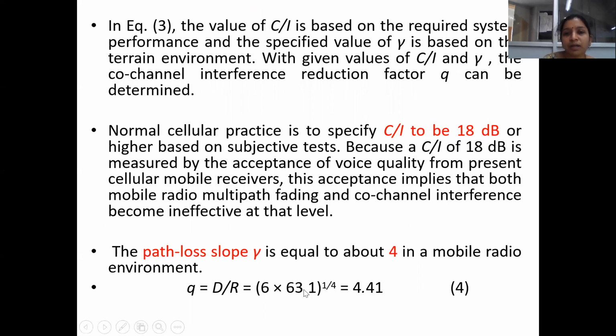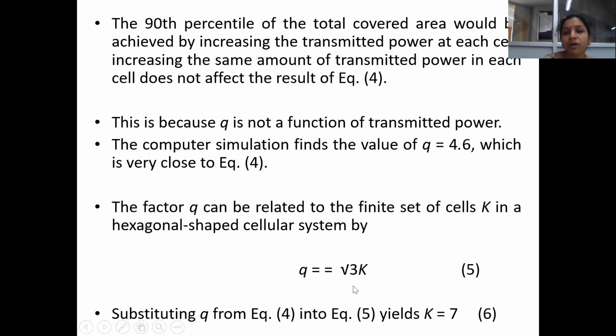We substituted here by converting into the terms, and then we got Q as 4.41, and from that we derived the cell reuse pattern, that a cluster size of 7 is acceptable for 18 dB or more. So this is regarding the C by I of the normal case and omnidirectional antenna system.